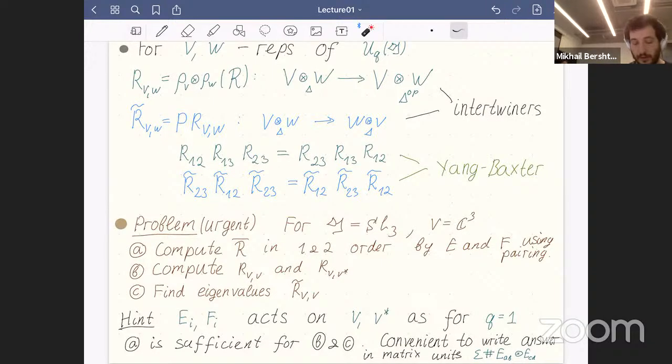And the next question is to find the eigenvalues of R tilde, R tilde VV. In order to speak about eigenvalues, we need an operator which acts from the space to itself, but if V and W are both V, then it's okay, we have R_VV. Good question.